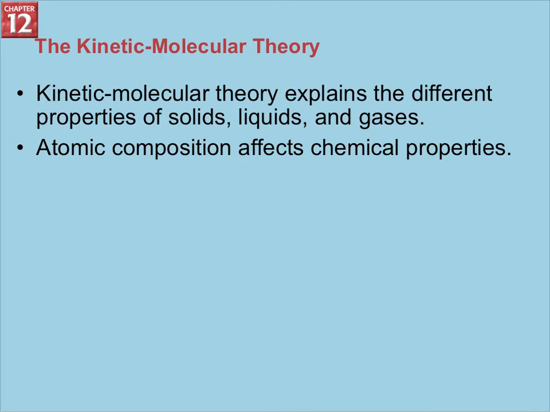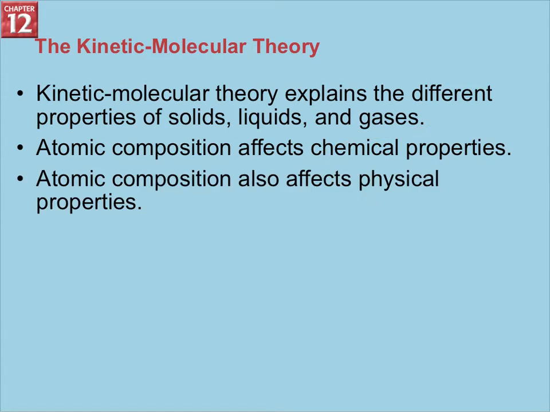The atomic composition affects chemical properties, so which atoms of which elements make things up are obviously going to change the chemical properties. Atomic composition also affects physical properties. So it's not just going to affect chemically how it's going to react, but also physical properties. Things like chlorine. We know that chlorine on its own has to be a diatomic, and it has to be a gas. Bromine left on its own is going to be a liquid. The way that different atoms are put together will determine their chemical and physical properties.